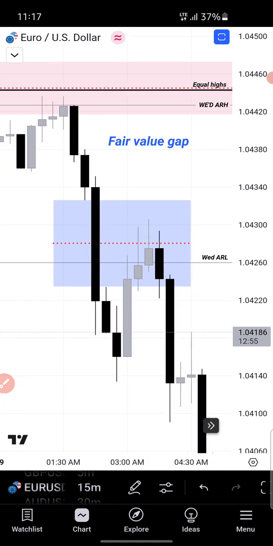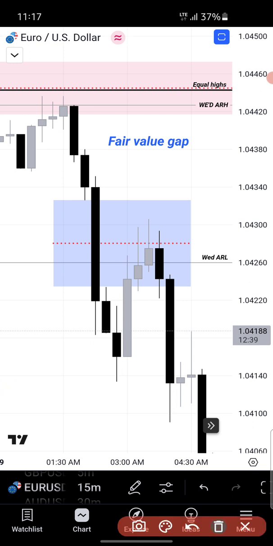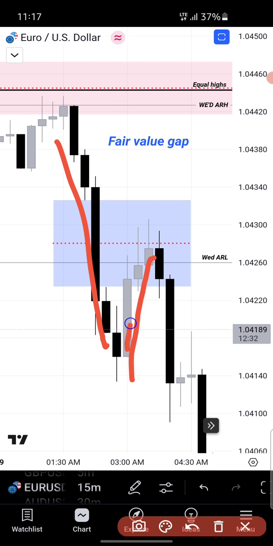So now we understand that a fair value gap is constituted by three candles: the first, the second, and the third. The second candle usually constitutes the fair value gap. That is where the fair value gap is. Now, prior to this up move here, we have this down move. So price will need to go to at least the midpoint to offer fair value.